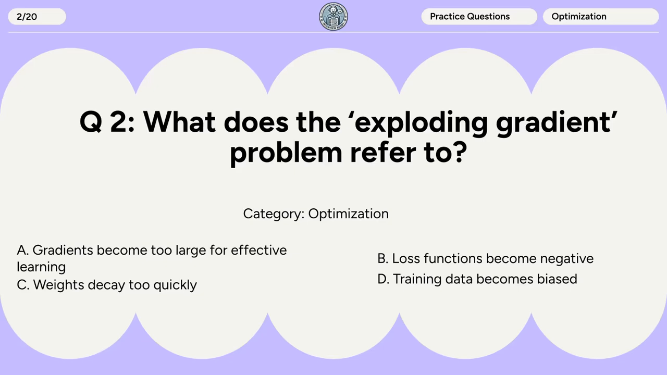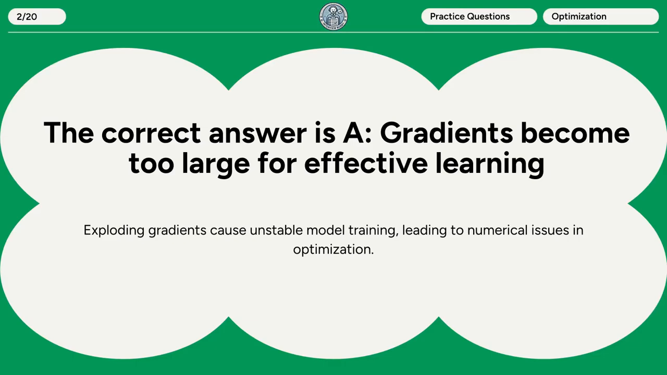Question 2. What does the exploding gradient problem refer to? A. Gradients become too large for effective learning. B. Loss functions become negative. C. Weights decay too quickly. D. Training data becomes biased. The correct answer is A. Gradients become too large for effective learning. Exploding gradients cause unstable model training, leading to numerical issues in optimization.